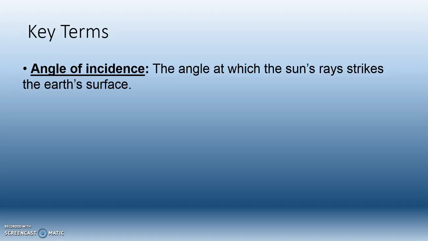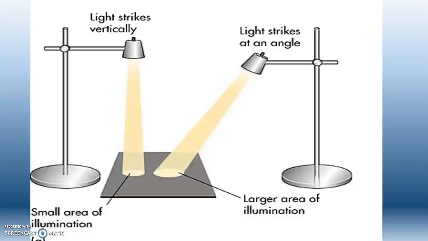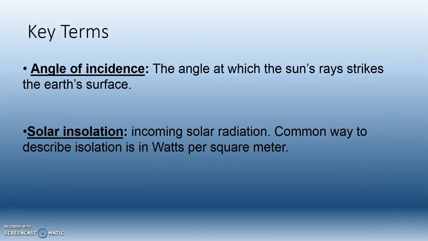So other terms that we want to identify is the angle of incidence, and this is the angle at which the sun's rays strike the Earth's surface, okay? And also solar insolation. So solar insolation refers to the incoming solar radiation from the sun, and it's a common way to describe the energy that's striking the Earth's surface, and the unit of measurement is watts per square meter. And we'll be coming back to solar insolation in just a little bit.